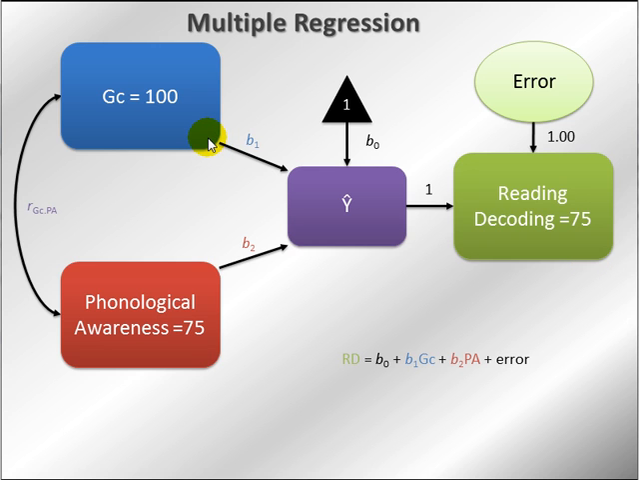This arrow could have been drawn straight all the way from GC to reading decoding. In fact, that's the way it's usually done. But I've put in an intervening step because I think it's important. So this effect is going to this box here, y hat, which I'll explain in a moment.